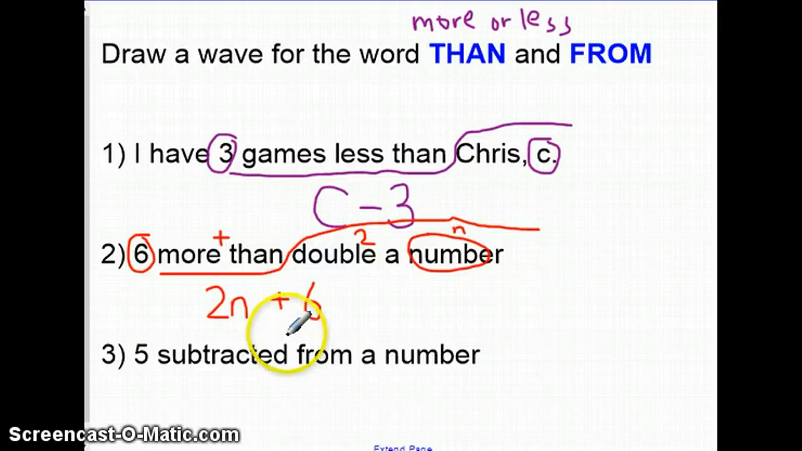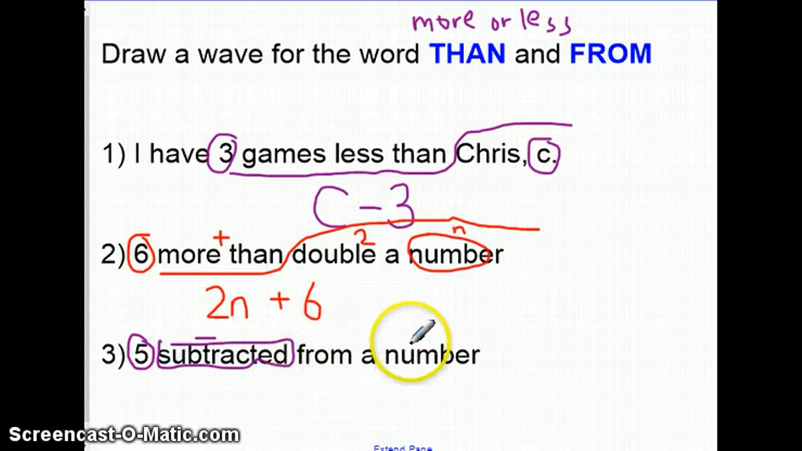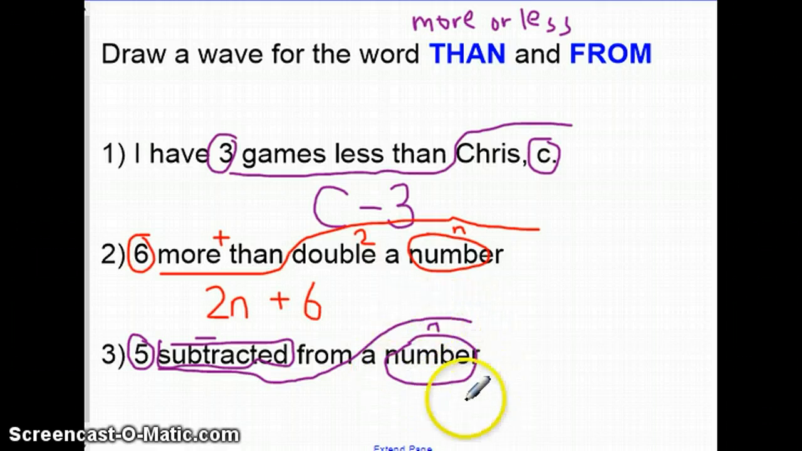And our last example, 5, circle the number, subtracted, which is minus. But we have that from right here, a number. Think of the wave. Subtracted from a number. So n is underneath that wave, so we're going to do n minus 5. Remember, anything underneath the wave comes first.